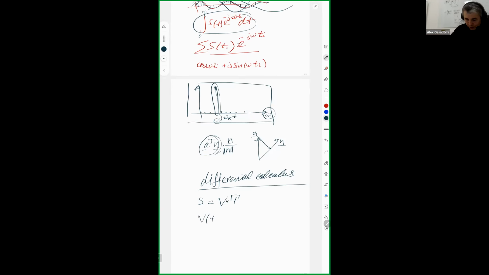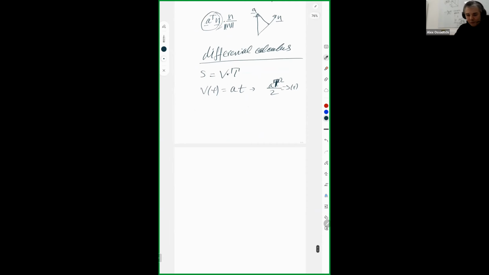And let's say v of t is some function of time. Let's say it's at, for instance, okay? Then you learn, without much understanding, that in this case the distance will be at squared divided by 2, right? In this case, it will be the s of t over the time of t seconds if the body started from 0, right?